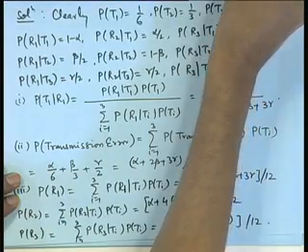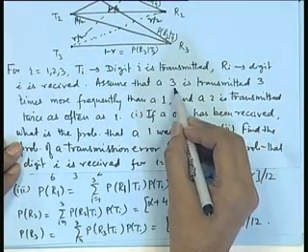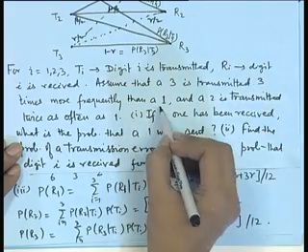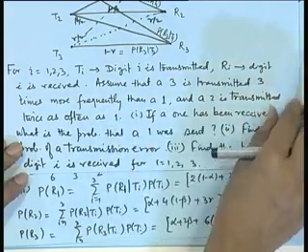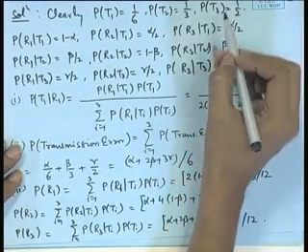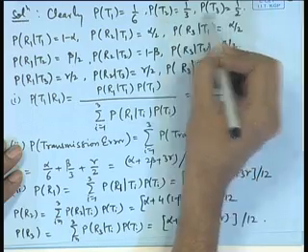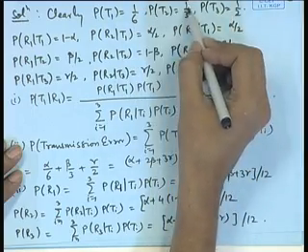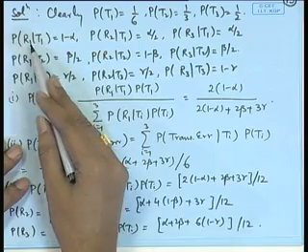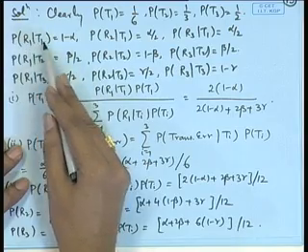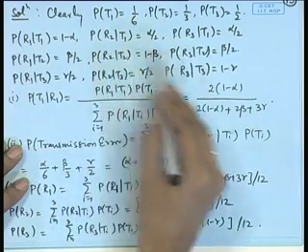So, firstly we look at the conditions of the problem. 3 is transmitted 3 times more frequently than 1, and 2 is transmitted 2 times as frequently as 1. Therefore, the probabilities of 1 being transmitted, 2 being transmitted and 3 being transmitted are as follows: 1 by 6, 1 by 3 and 1 by 2. Further, the conditional probabilities of R1 given T1, R1 given T2, R1 given T3, R2 given T1 and so on are given.